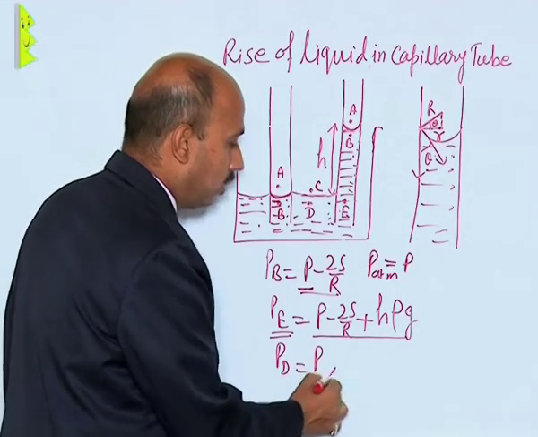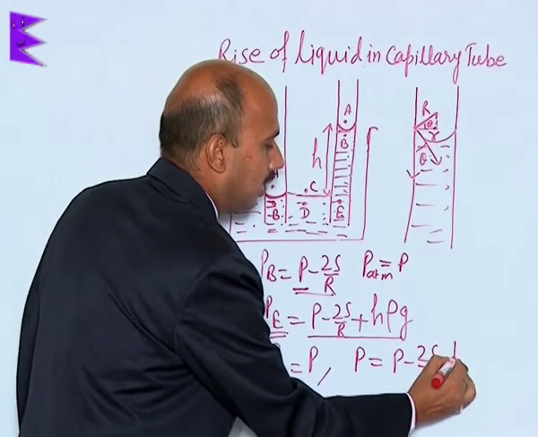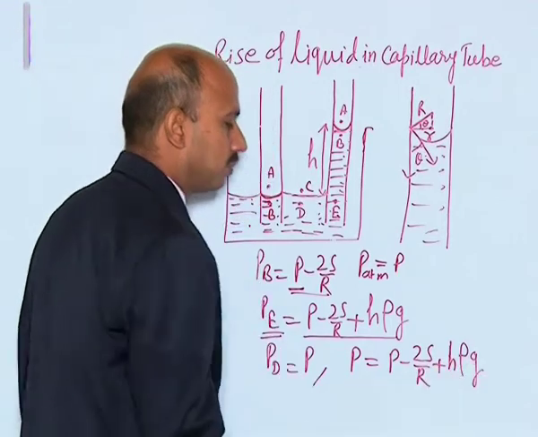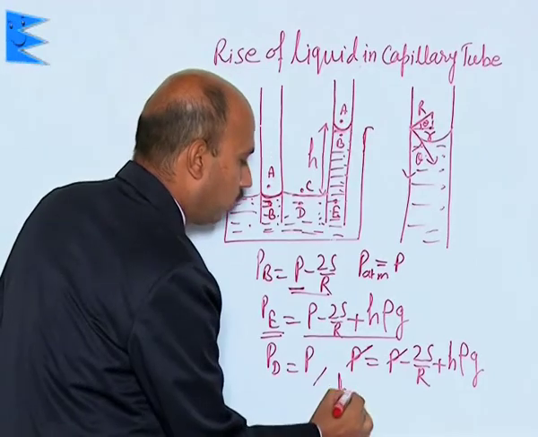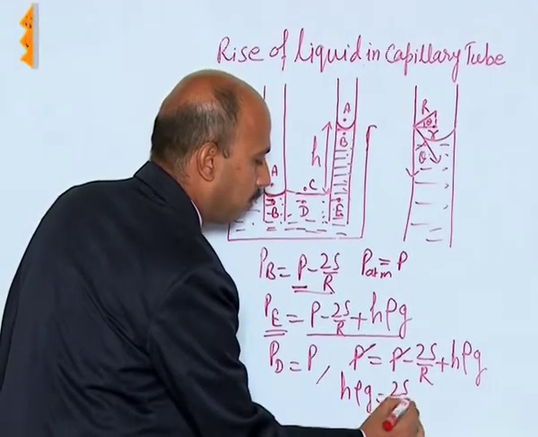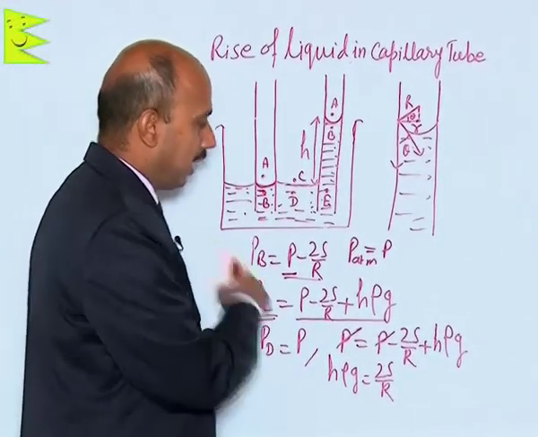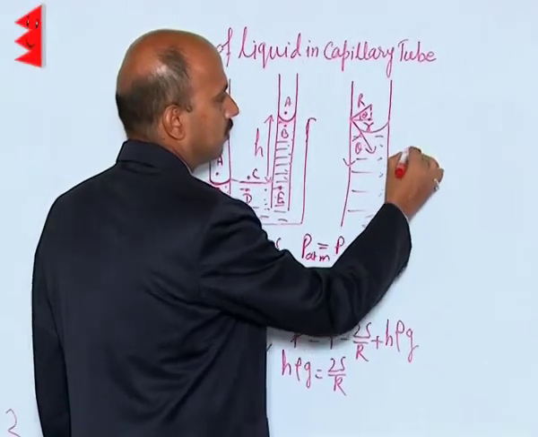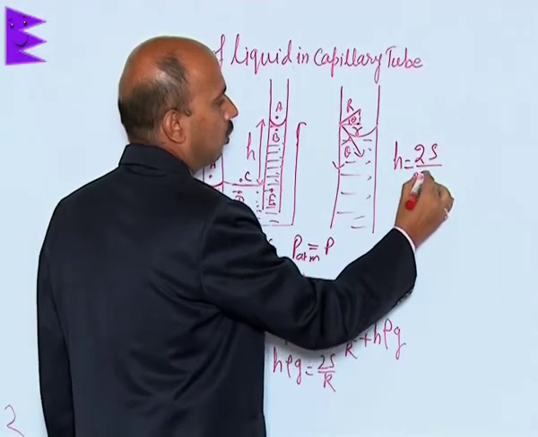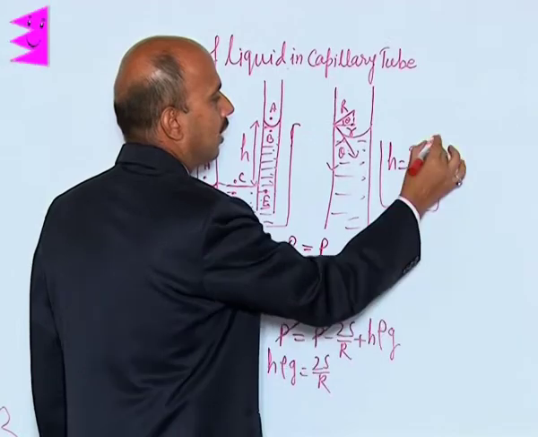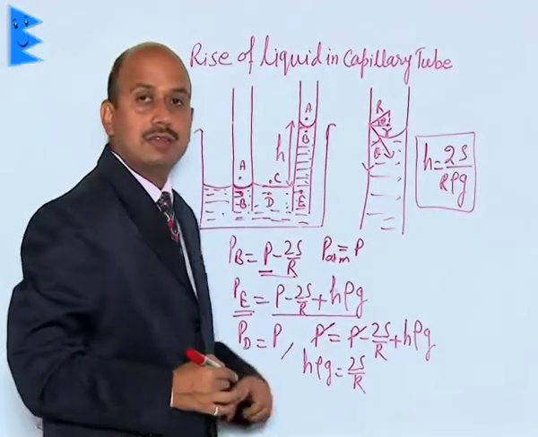So you can write P is equal to P minus 2S upon R plus h rho g. Now this P and this P will get cancelled. You will get h rho g is equal to 2S upon R. And now you have to get the formula for h. So we can write h is equal to 2S upon R rho g. This formula for h is called the ascent formula. It is for the height by which the liquid rises in the tube.